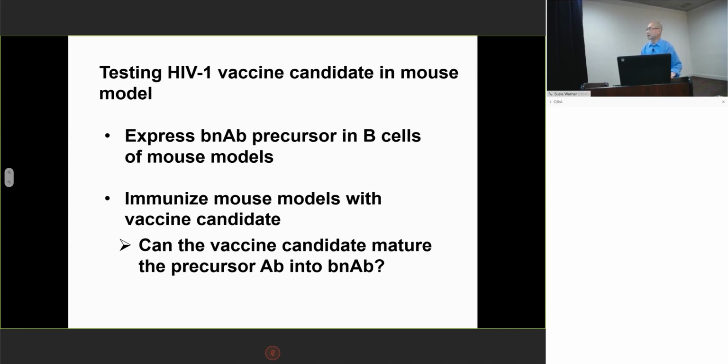To model this in mouse, we express these bnAb precursors, unmutated common ancestor intermediates, and then you can use these mice to test your immunogen to see whether it can activate the B cells expressing these precursors and mature them toward bnAbs.